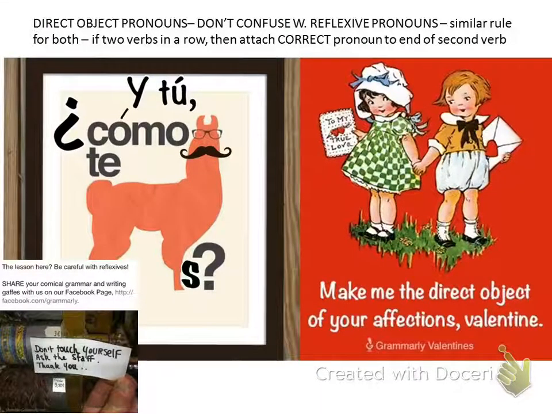Now let's come back to my little grammar joke. Sorry, I'm a grammar nerd. Make me the direct object of your affections, Valentine. Why should that make sense?